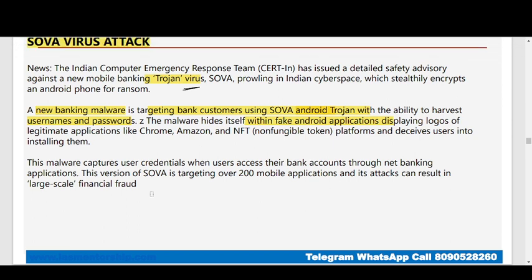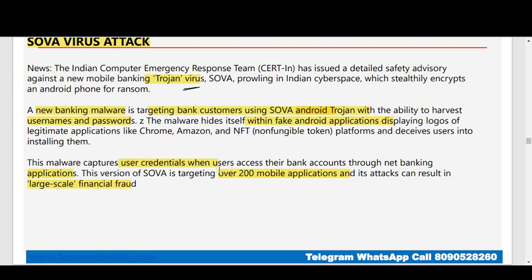You are thinking that yes, that Flipkart is only yours, but no, they are creating the exact same application but with false intention. Clear? The malware, you need to understand what is a malware. The SOVA virus attack is a malware. It captures users' credentials using net banking applications, and presently it has targeted over 200 mobile applications. Clear? And it may result in large scale financial fraud if it is not controlled.